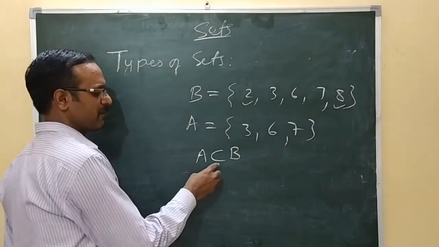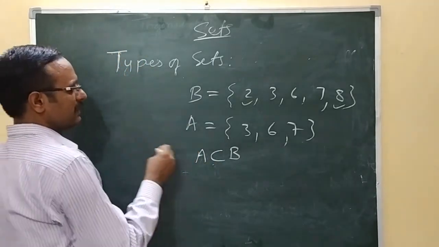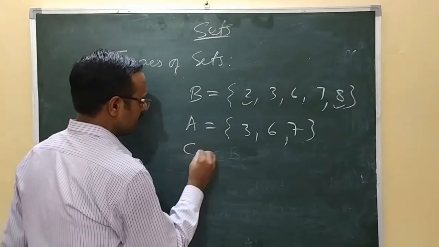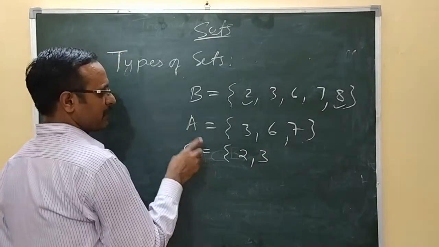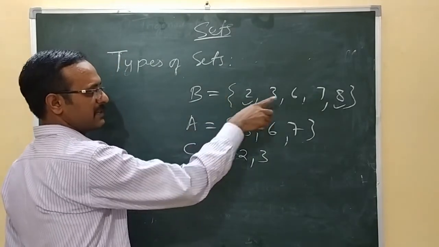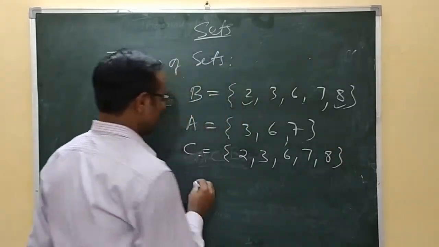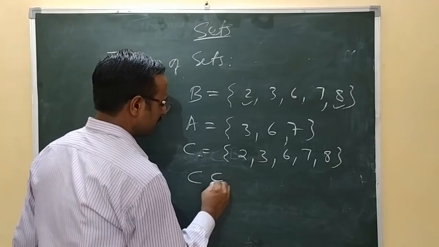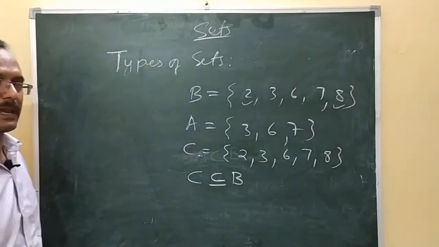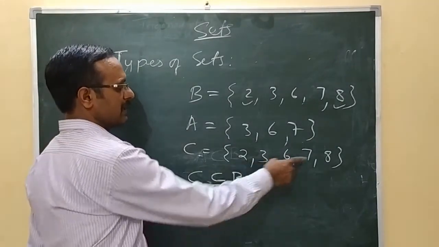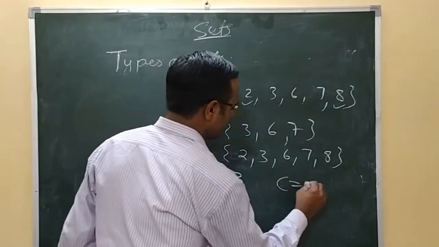So for proper subset we use this sign. And suppose there is another set C which contains all the elements of set B, like this. Then you can say that C is an improper subset of B, because sometimes it is equal also. Here you can see all the elements are present in this also. You can also say that C is equal to B.